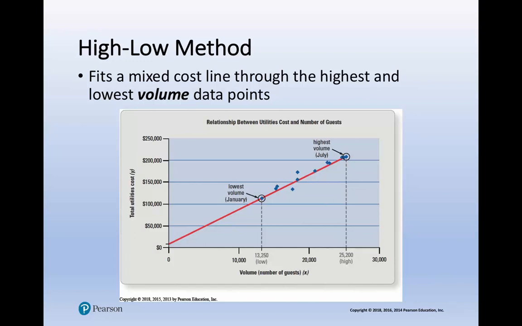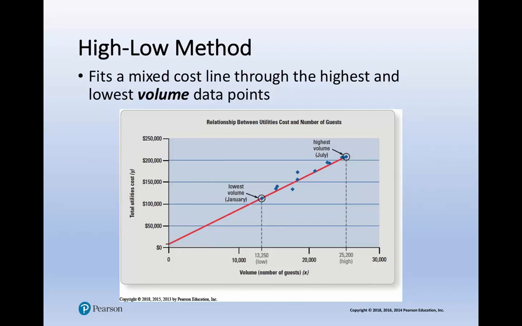Step two, you're going to take your change in dollars over your change in activity. So your high dollar versus your low dollar, that's your numerator. So high dollar minus low dollar, divided by your high activity minus your low activity. So your change in dollars over your change in activity.